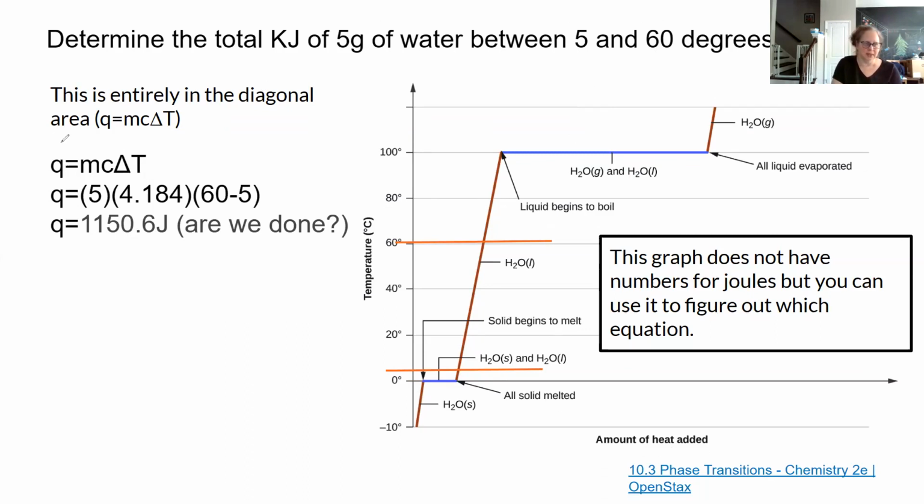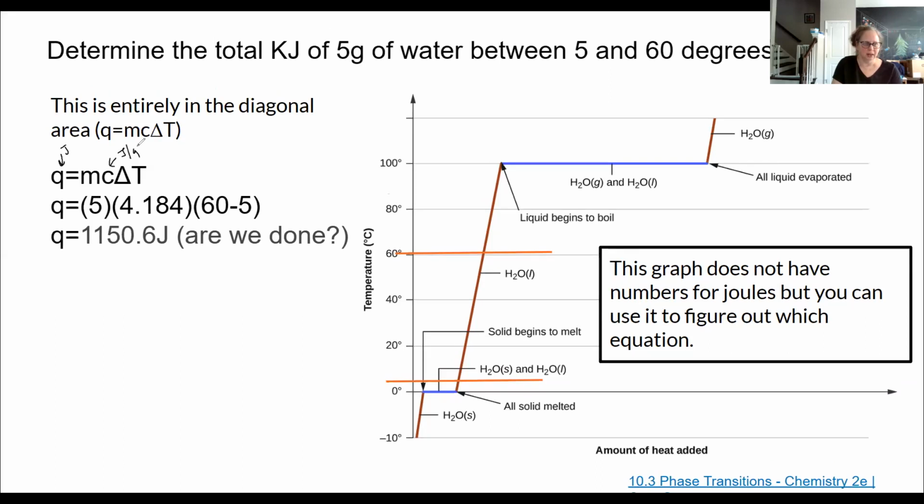Okay, remember in these equations, our Q is in joules because our specific heat was in joules. But we are not done here. Why not? We didn't worry about sig figs. Make sure you don't forget 1 sig fig, 4 sig figs, and this guy we're doing subtraction, so it's going to be 0 decimal places. So 55 degrees has 0 decimal places, so that's 2 sig figs.